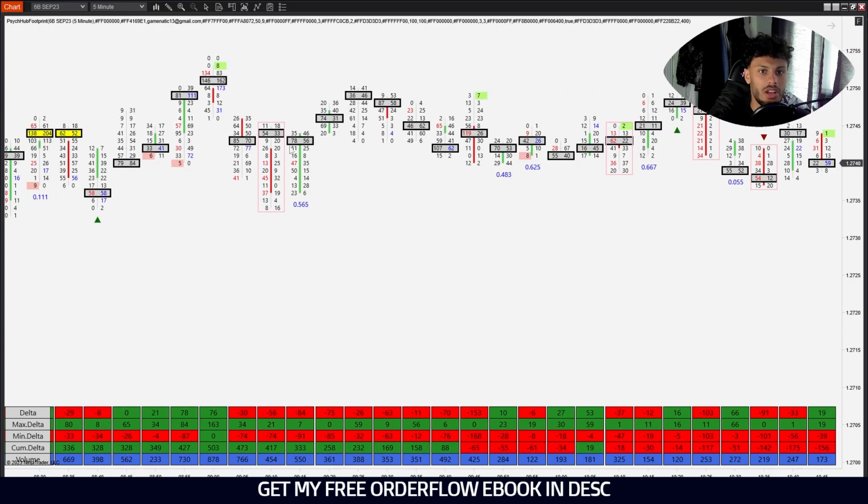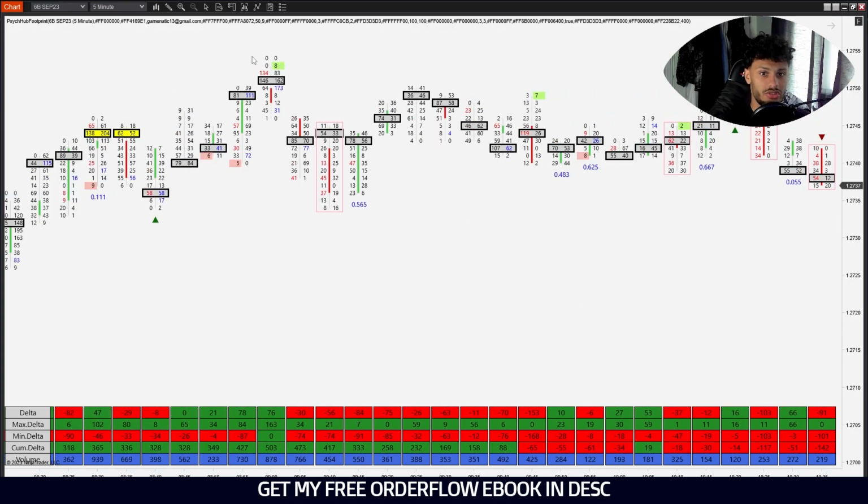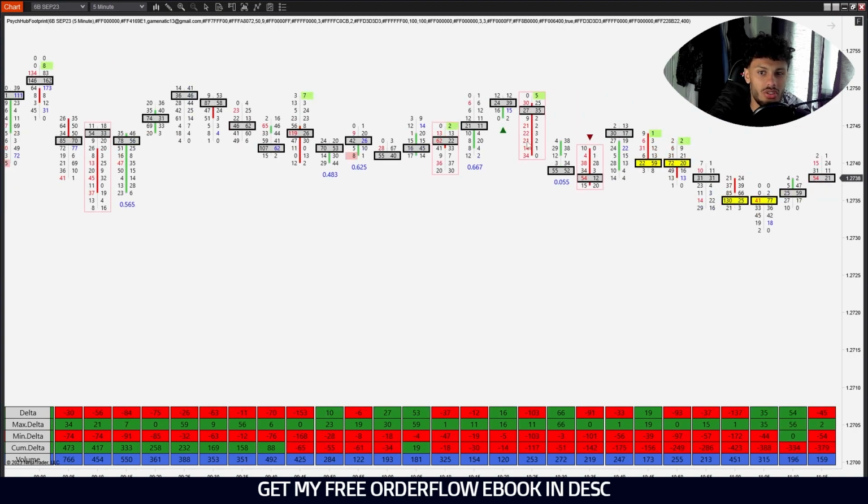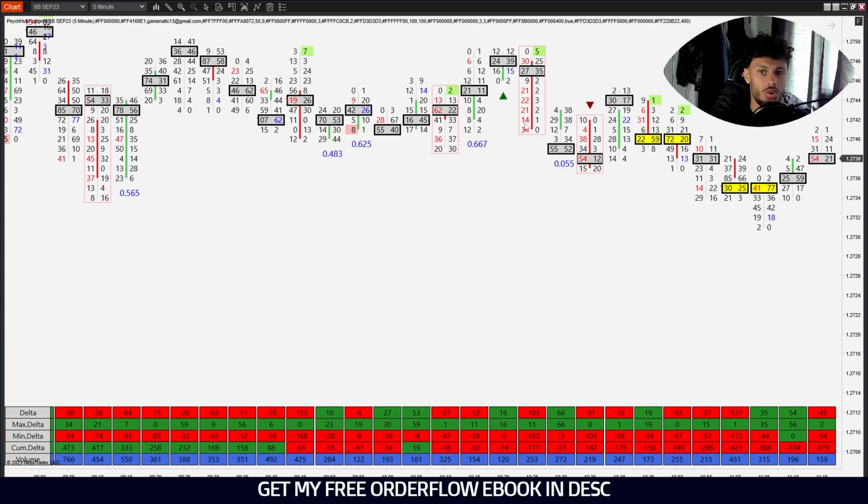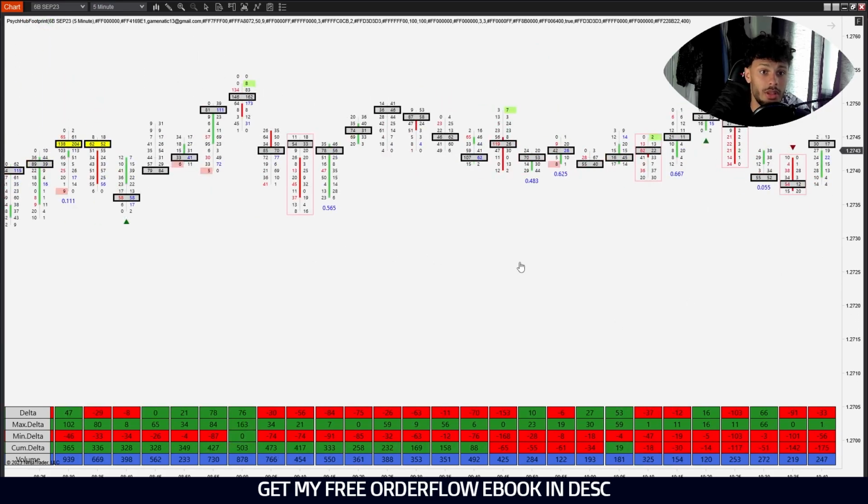Another thing that I like to take a look at is multiple exhaustions at the top right here. So we had an exhaustion right here, exhaustion right here. Look at this candle, very, very strong. Look at the selling imbalances in here. Literally a whole candle of just selling imbalances. There's some very, very strong confirmations for me right here.